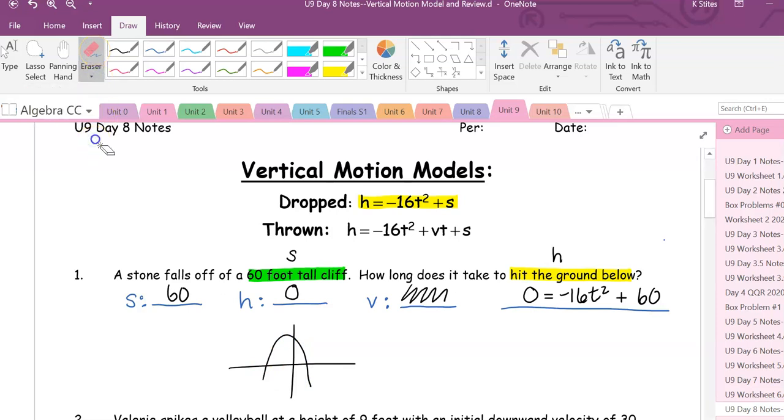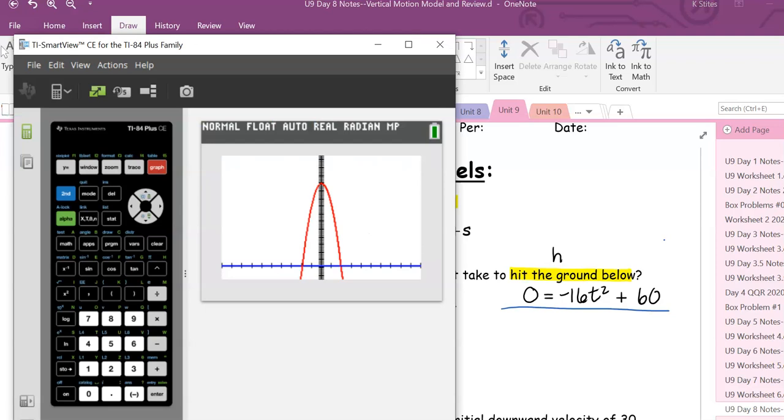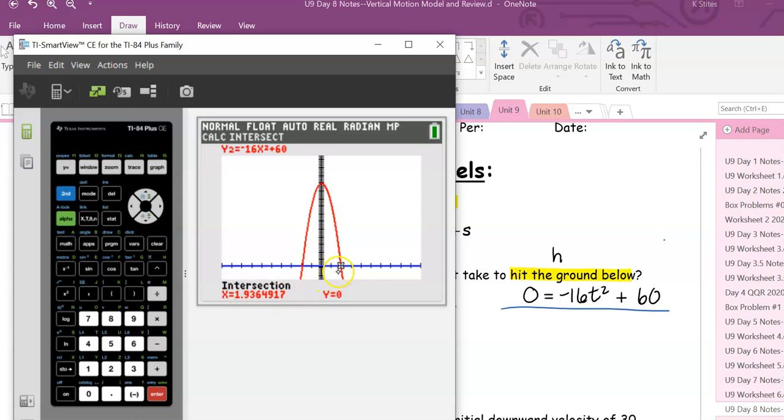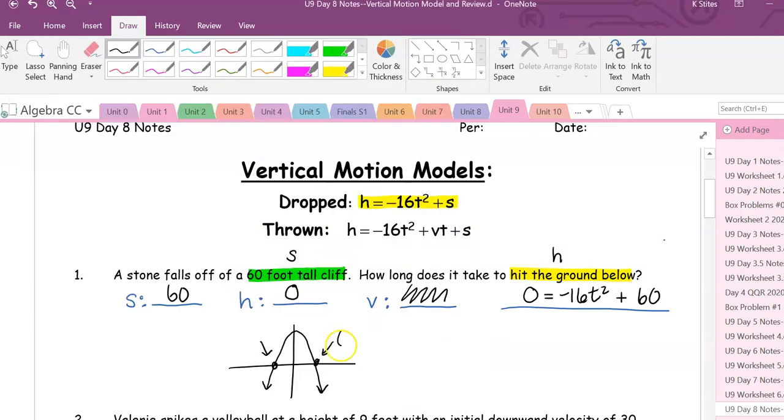So as a reminder, depending on your teacher, they may want you to find both intersection points or only the positive one. So if you're finding both intersection points, remember for drop problems, these are just opposites. So this is 1.94 comma 0. And so this one over here will just be negative 1.94 comma 0. But again, this is only for drop problems. For the problems with velocity, you're going to have to find both. And then t is always the positive one. So 1.94 seconds.